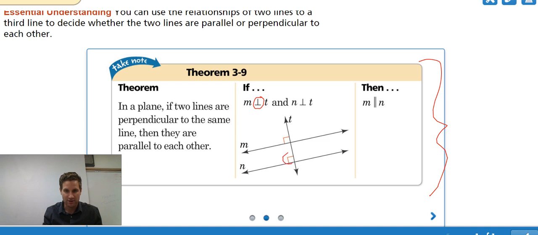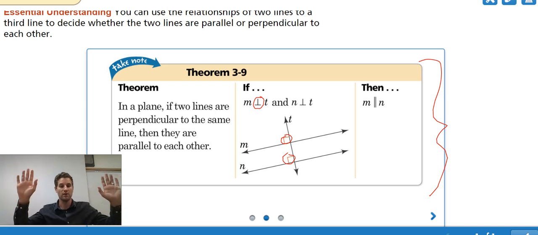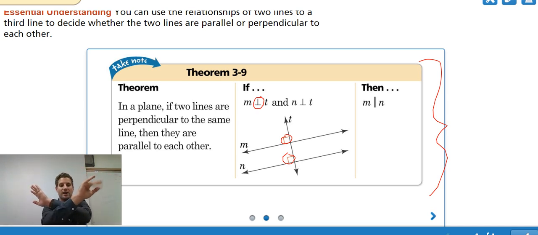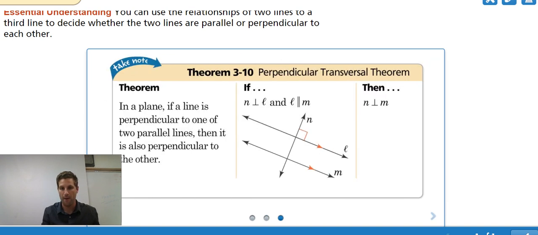Take a look. These two angles right here are congruent and they're corresponding angles. According to lesson 3.3, if corresponding angles are congruent, then we have parallel lines. And that's what the proof would show. Okay? Let's go ahead and clear. Move on to our next one.